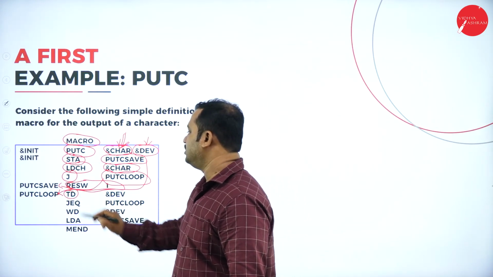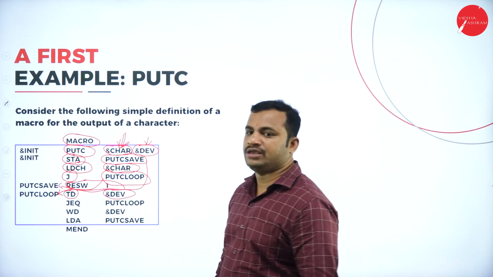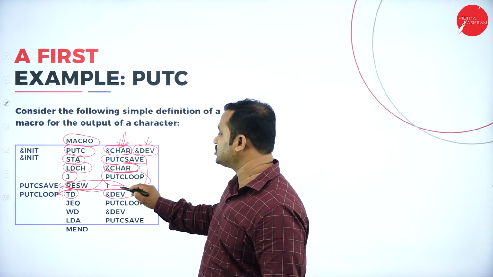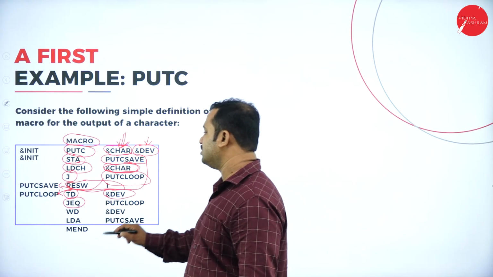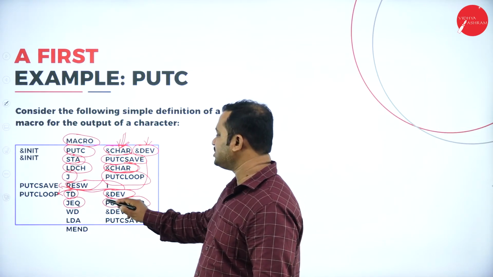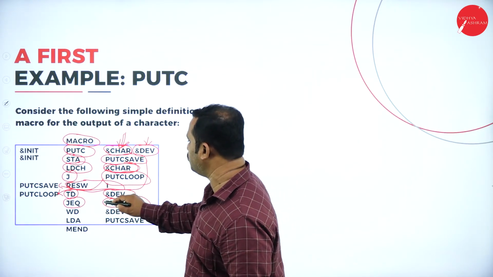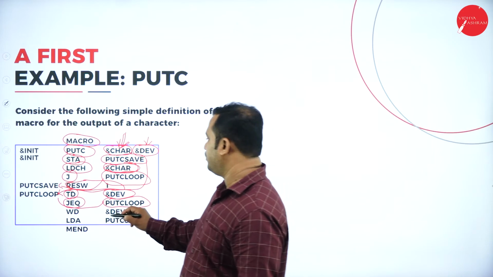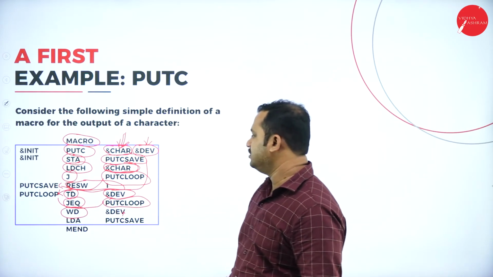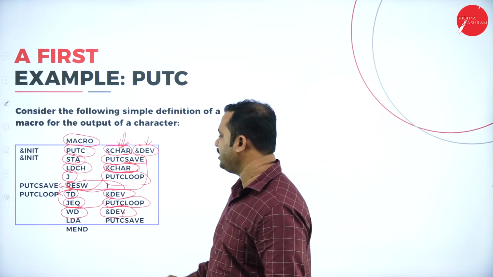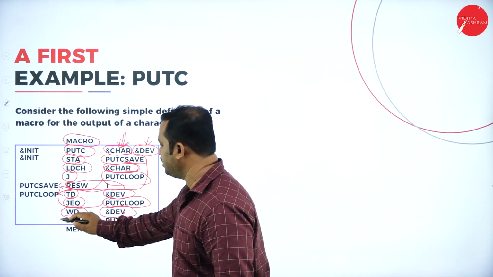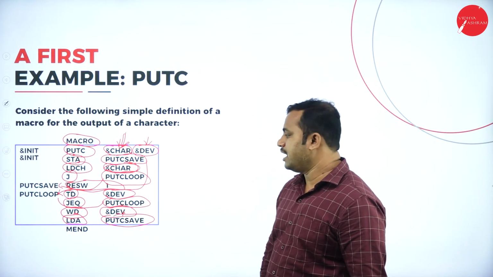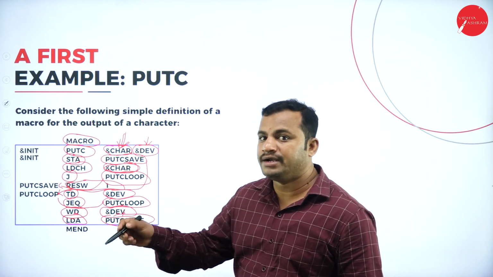Then it takes that TD ampersand DEV, that indicates from which device the system needs to read this character, that is going to be mentioned here. Jump if equal, when, if they are equal, if the condition is satisfied, put loop. Where is that put loop? Again, it is here. It jumps to this location, right? Then we have WD. Then we have write the character, to write the input which is received from the device. Then load the accumulator with put C save, that prints the character and places it into the expanded source code.